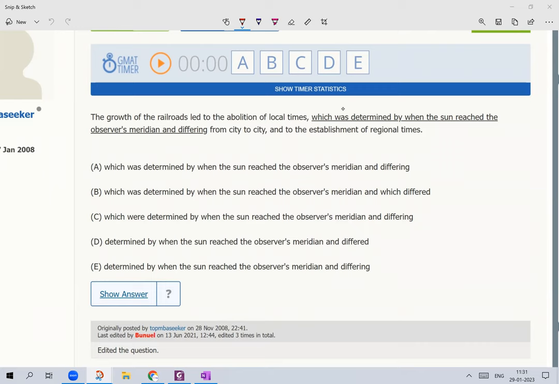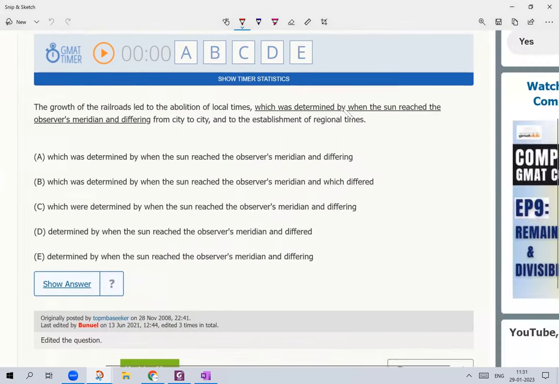So what is the essential part in this sentence? The growth of railroad led to the abolition of local times, and to the establishment of regional time. Abolition is a noun, establishment is a noun. We straight away told you that a word followed by a prepositional phrase is always a noun. So this sentence is testing noun and noun parallelism, and this is perfectly fine. This is an essential part of the sentence. The line which I have cut, which is actually underlined, is a non-essential part.